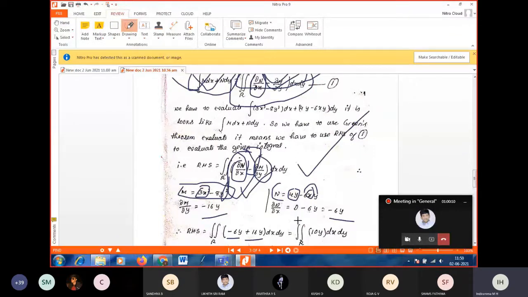Now, before going to the integration, we have to find out the limits. Correct? We have to find out the limits for x and y both, because we have dx dy. We have to find the limits for both x and y. So how can I find the limits?